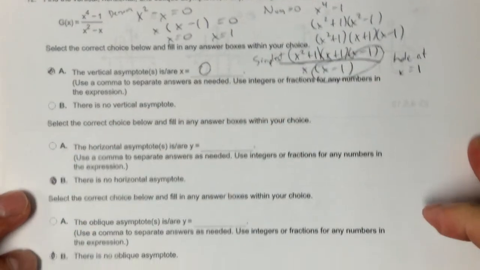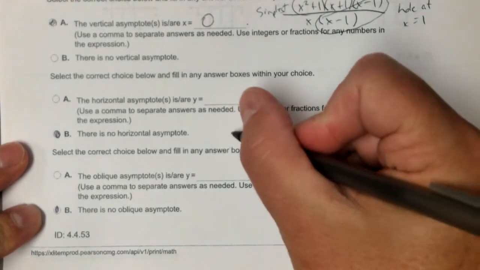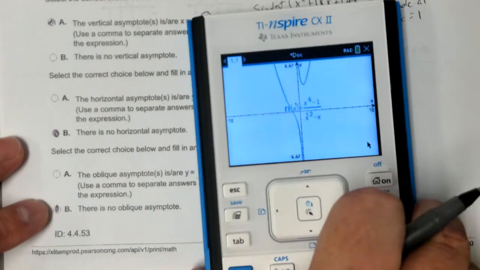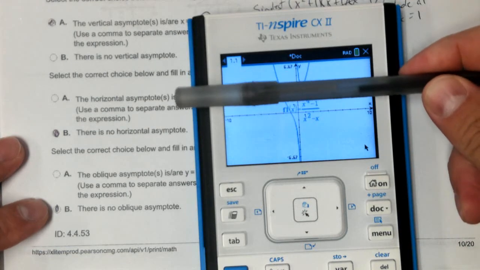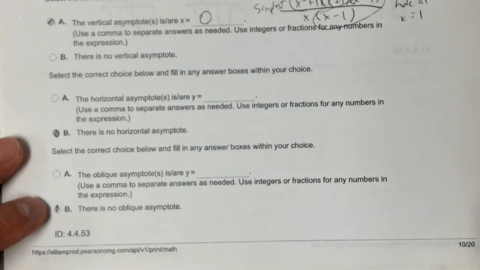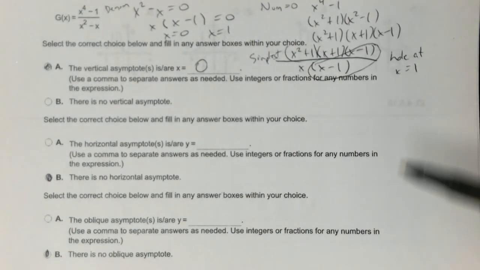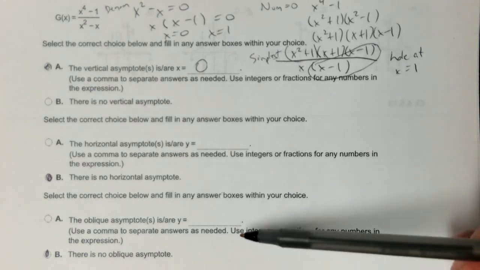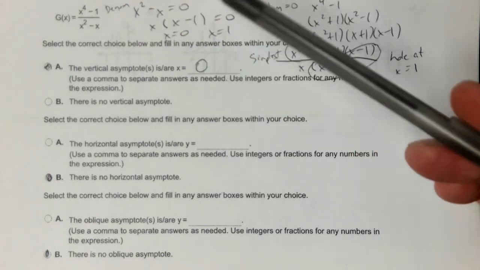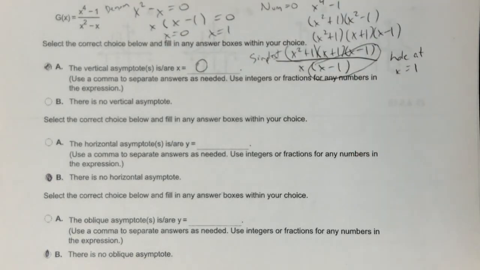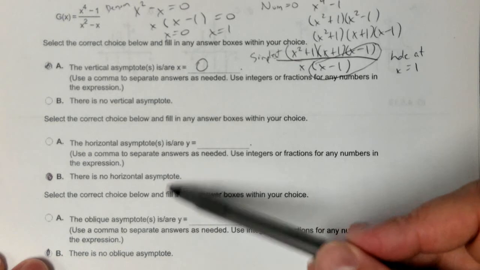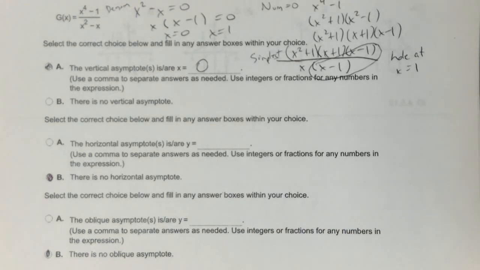So how do you know there's no horizontal or oblique? Well, it doesn't look like it. Basically, if it were proper, it'd be 1 degree greater or 2 degrees greater in the denominator. The oblique would be if it's 1 degree greater in the numerator. So again, it's just a no for that. No horizontal, no oblique.